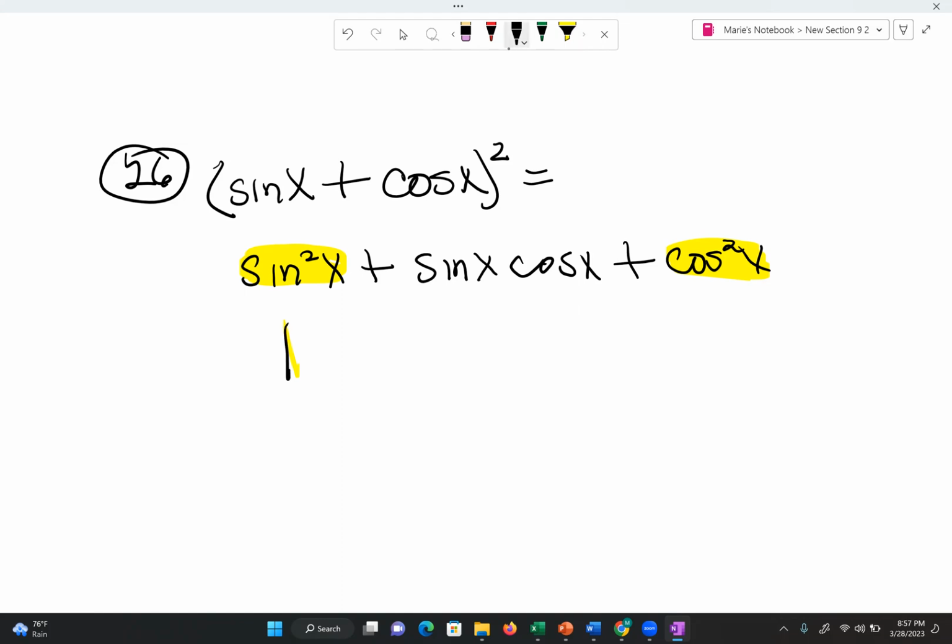So 1 plus sine x cosine x. Obviously you know why I did this, right? Pythagorean identity, sine squared plus cosine squared is 1, hence this is 1. So I'm getting 1 plus, sorry, 1 plus sine 2x in this case.